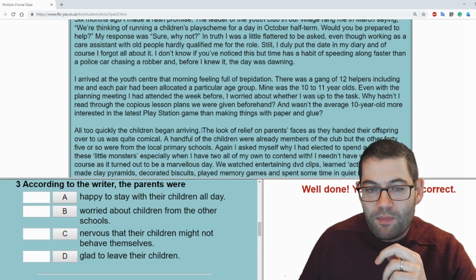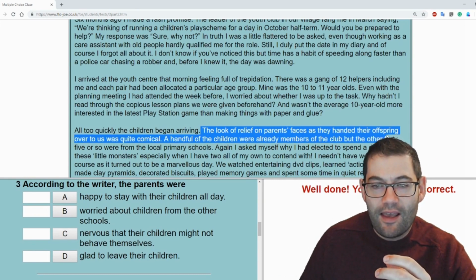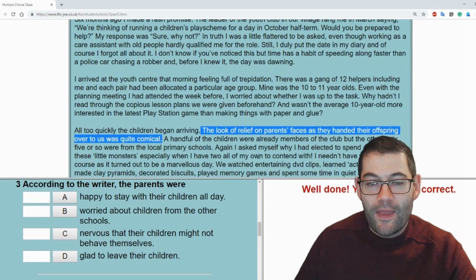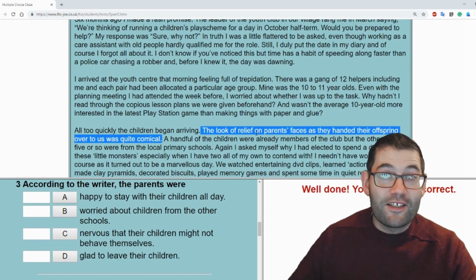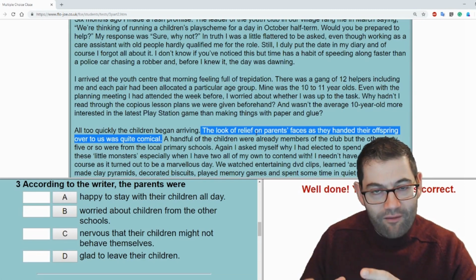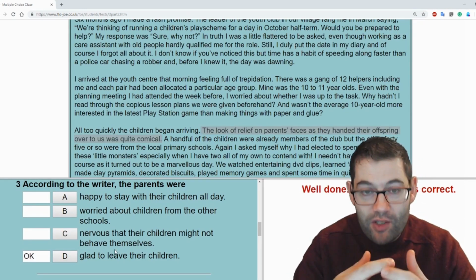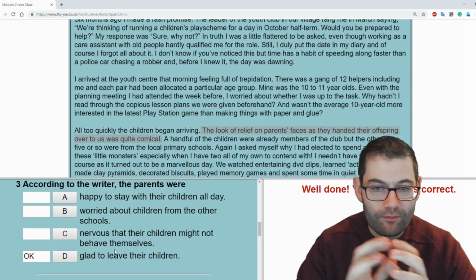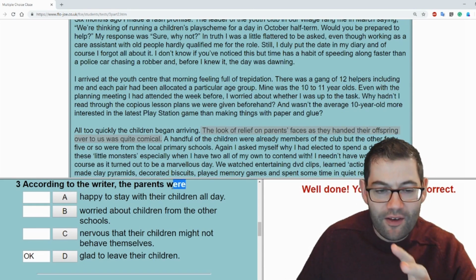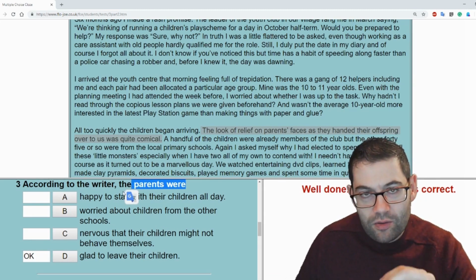If we have a look at this part here, the look of relief on parents' faces as they handed their offspring over to us was quite comical. So what this is really trying to say is the look of happiness that someone else will be looking after their children. So what if we think about that vocabulary, what does that link to? It links, of course, to D, that the parents were glad to leave their children. So here, as I might have said at the beginning, if I didn't, I'll say now, we've got to look for vocabulary links both for the question text and also for the answer.